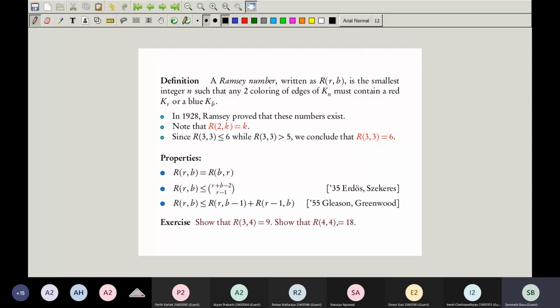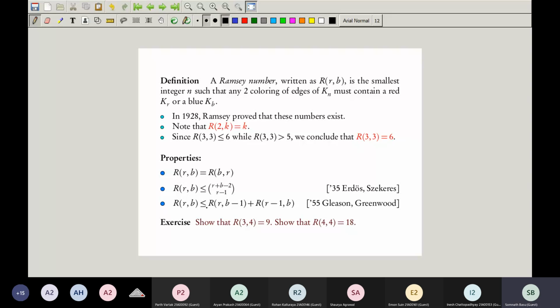That R44 is 18. This is definitely not as easy as this one. You have to do a little bit of work, because the upper bound you might somehow get from here and it might match. But then how do you rule out the lower bound? Because you cannot just rule out the lower bound by any kind of estimates like this. You have to literally construct a Kn with a coloring which does not have the right property to say that, oh, it cannot be 16, so it must be 17 and 18.